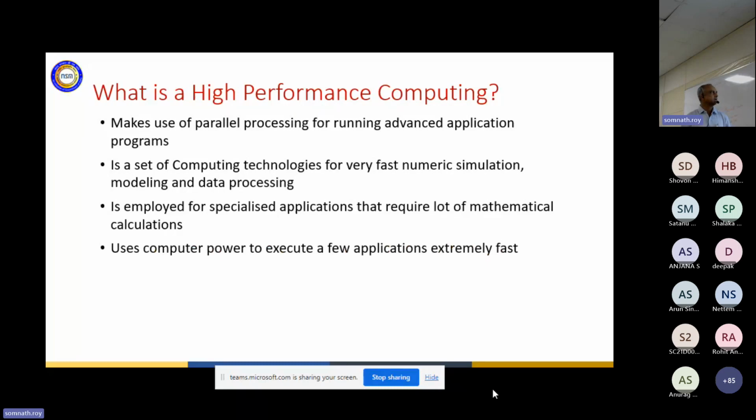And we also said that it's not a generic thing where you bring anything and it's fast. No, we said that it uses compute power to execute a few specific applications, and we are trying to extract performance by running them very fast. If you run it very fast, the supercomputer will become free earlier, and you can run the next program to make use of it.